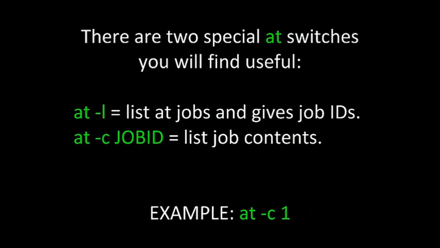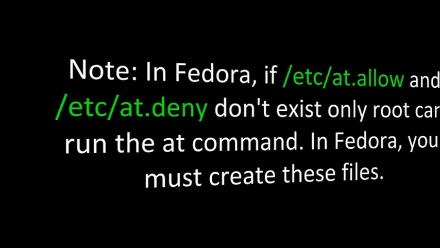There are two special AT switches you may find especially useful. The first one, at -l, lists AT jobs and gives their job IDs. The second one, at -c followed by the job ID, would list the job's contents. Example, if I type at -c 1, that would show me the job contents for AT job 1.